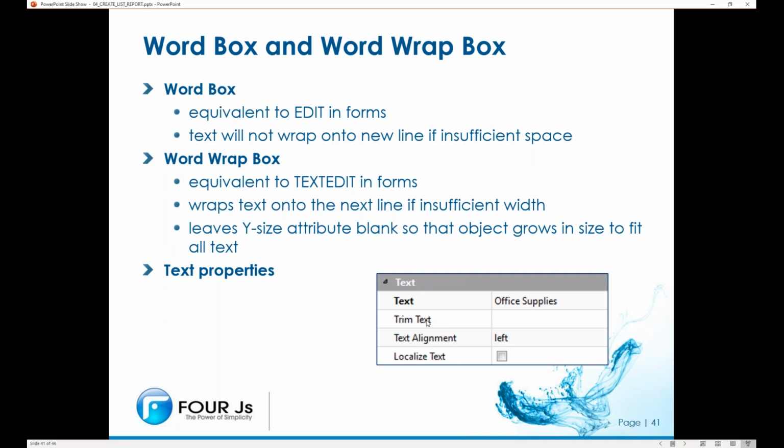It's got some properties. You can select to trim it if you want. You can select whether you want to align it left, right, and center. If you're doing localization, you can do a checkbox so it uses localization files. But again, the main difference between the two is, do you want to have wrapping and have the field grow, or do you want to just have the field remain on its single line?